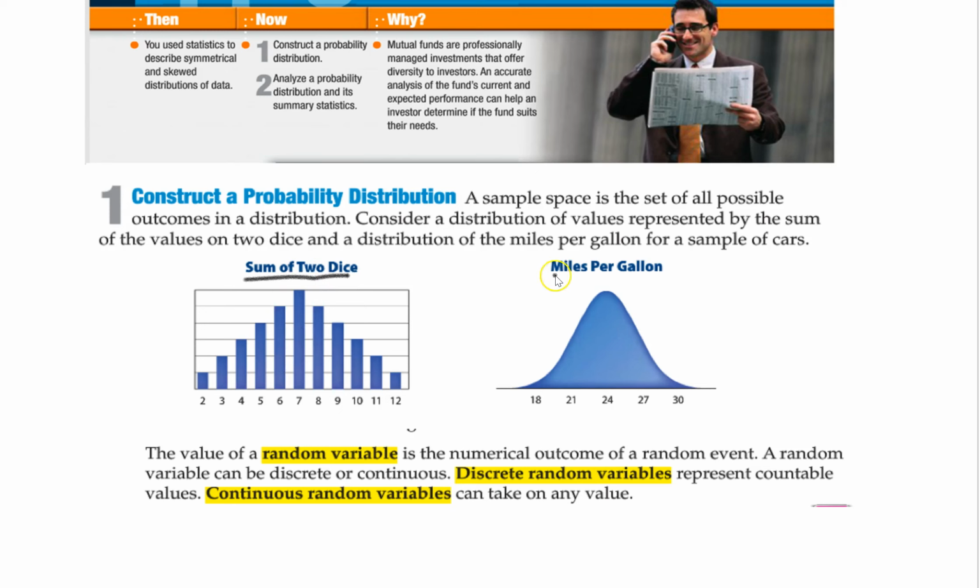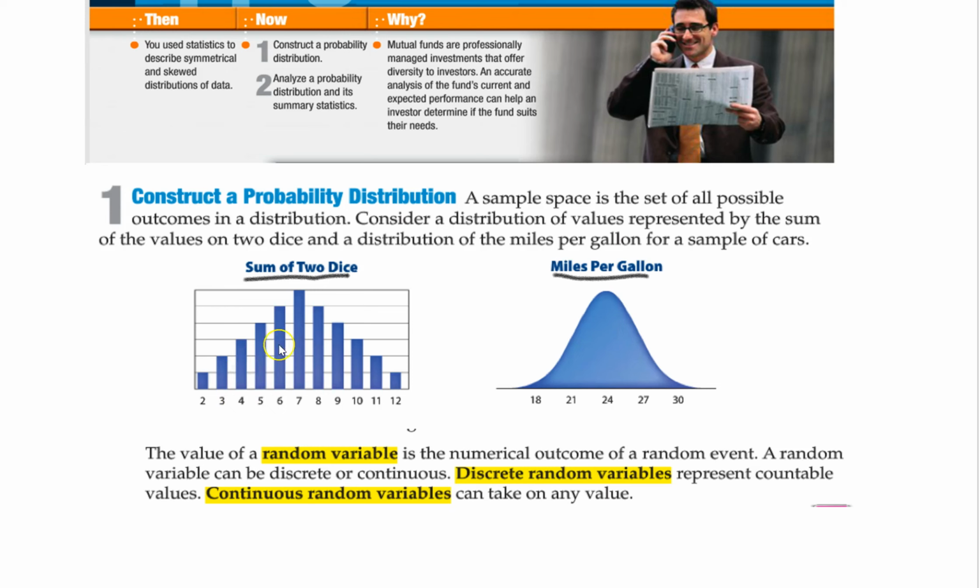Over here is miles per gallon. They took a survey of cars, and on average most cars got 24, some of them got 18, some got even less than that, some got 30, some got even more than that. Now, if you notice, these are very different. This is a strict amount. It could be 2, 3, 4, 5, 6, 7, 8, 9, 10.